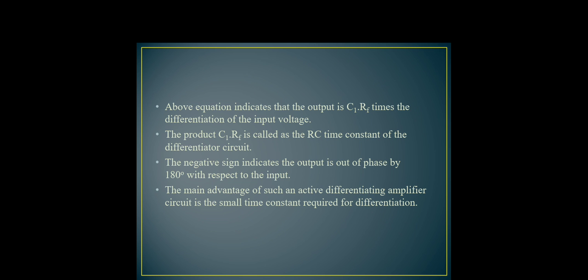Here, C1 Rf is also called the RC time constant of the differentiator circuit. Again, the negative sign indicates that the output is out of phase by 180 degrees with the input. Here, the main advantage of the active differentiator is its small time constant RC, which makes the differentiation.